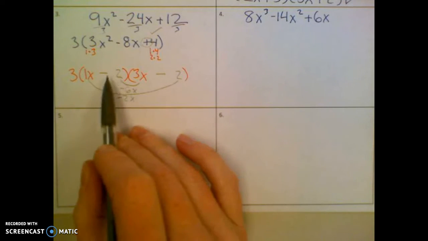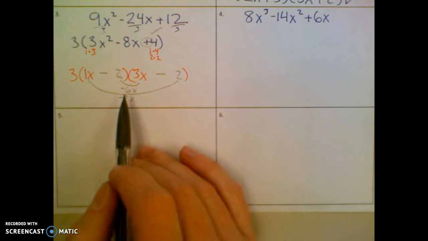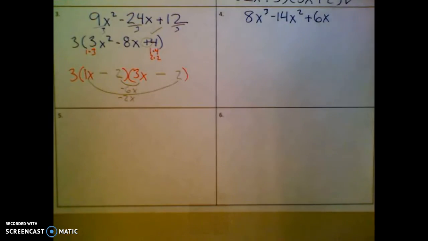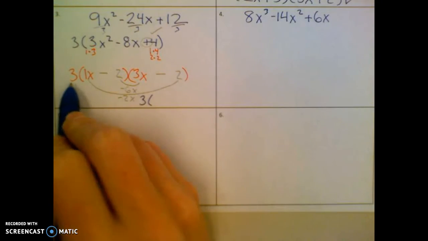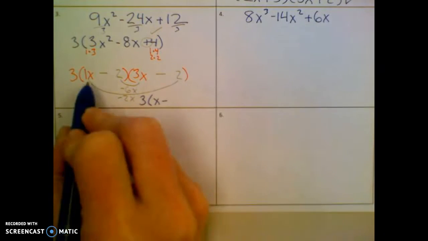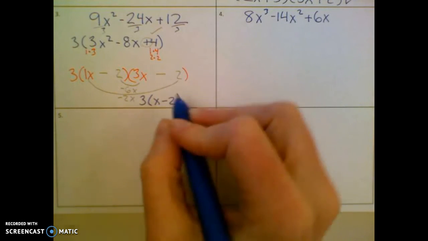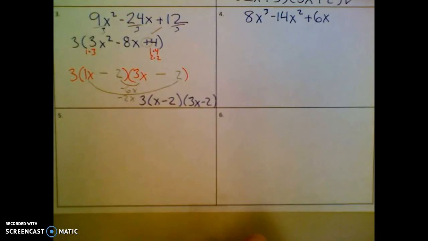And double check again. This is in fact negative 6 and negative 2. Negative 6 and negative 2 added together give me a negative 8. So we actually got the answer right off the bat. So this guy, don't forget your 3 out here. I'm just going to go ahead and, instead of writing 1x, write just x. So it's 3 times x minus 2 times 3x minus 2. So that's the final answer on that one.